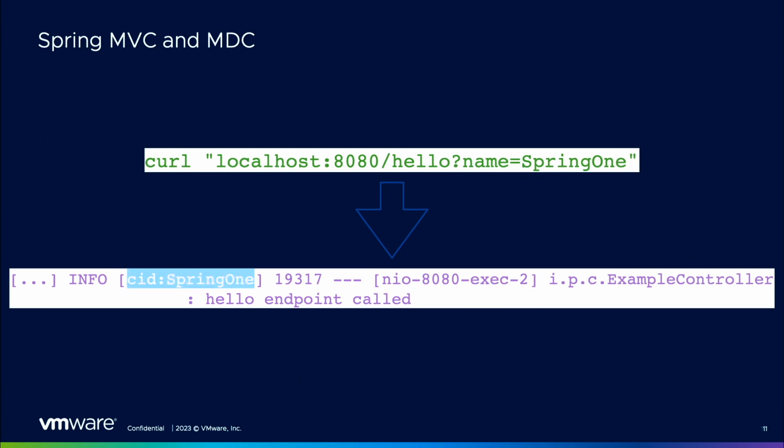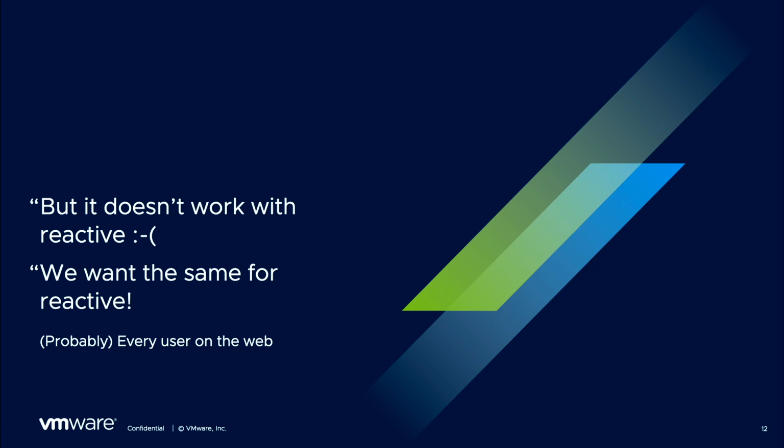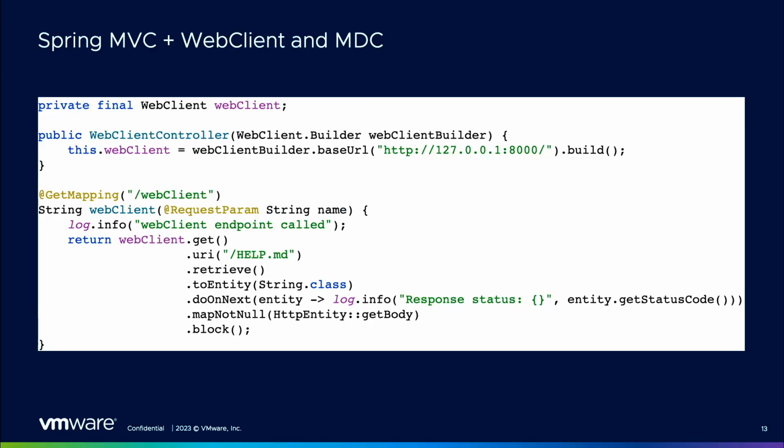Where, as you can see, the CID that I provided in my curl parameters is present in the logs. That's what we want. Well, that sounds great, as long as we don't use reactive, right? So every user on the web might say, we want the same for reactive, but it just doesn't work. Well, let's see how it doesn't work.